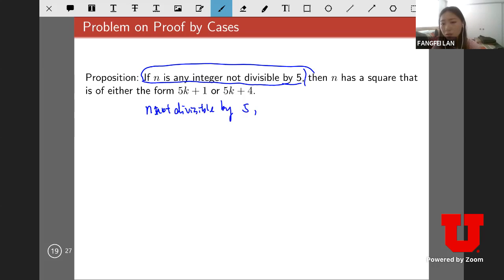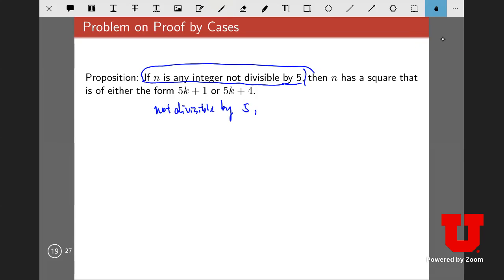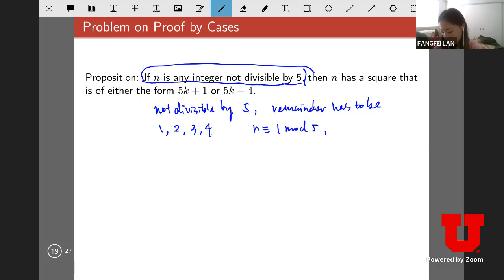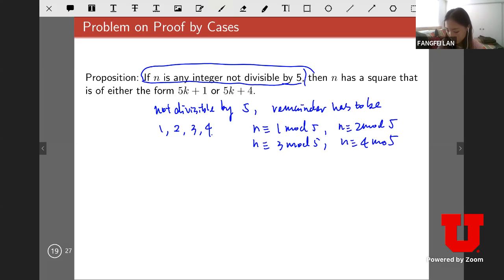Okay, that's better. So then the remainder has to be 1, 2, 3, or 4, right? So basically we're saying n is 1 mod 5, or n is 2 mod 5, or n is 3 mod 5, or n is 4 mod 5. These are the 4 cases we need to consider.